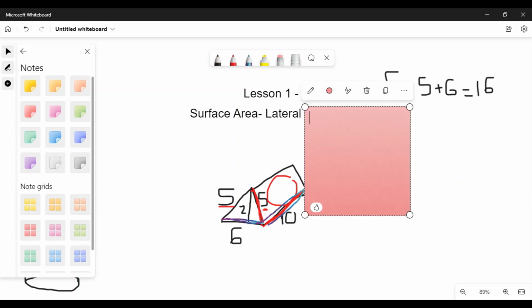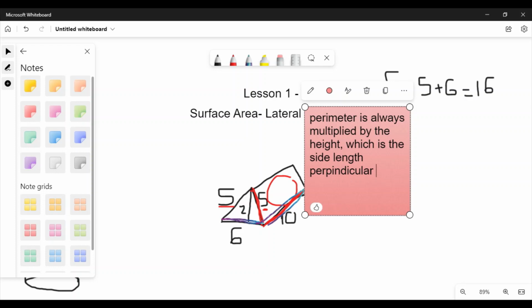So let me write that down. You're going to always multiply the perimeter. Perimeter is always multiplied by the height, which is the side length perpendicular. Oh, I probably spelled that wrong, didn't I? I don't know how to spell perpendicular. Okay, perpendicular to the base, which in this case would be the triangle.